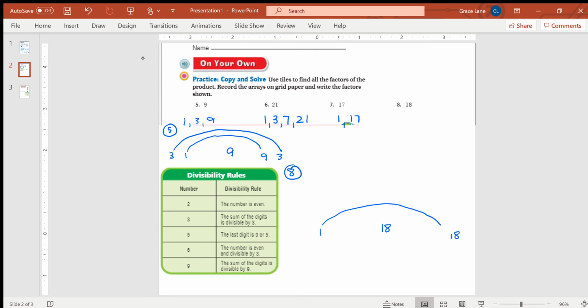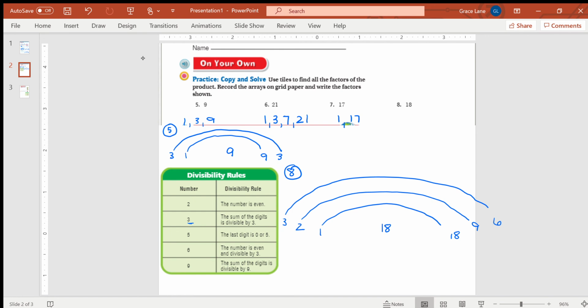Since it's an even number, I know it can be divided by 2. It's 2 times 9. Since the digits 1 and 8, 1 plus 8 is 9, and 9 can be divided by 3, I know that 3 has to be a factor. It's 3 and 6. I don't think anything times 4 will give me 18.